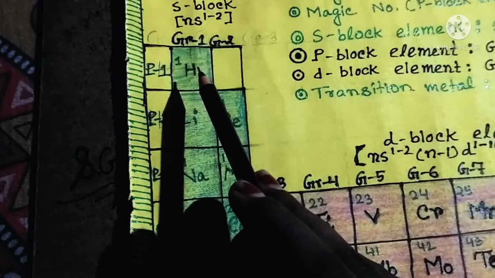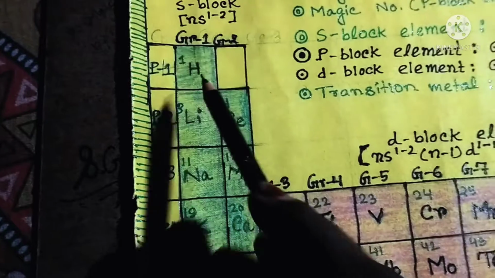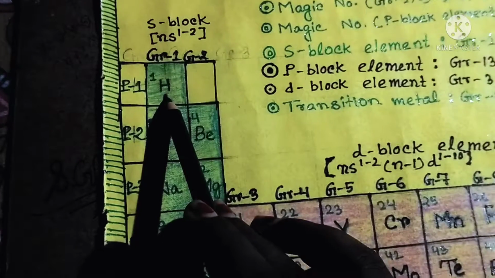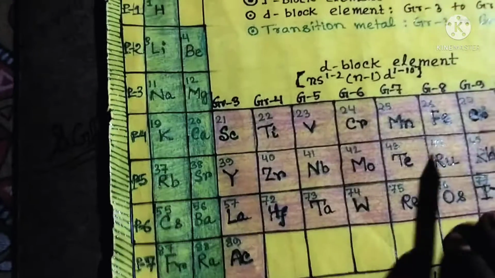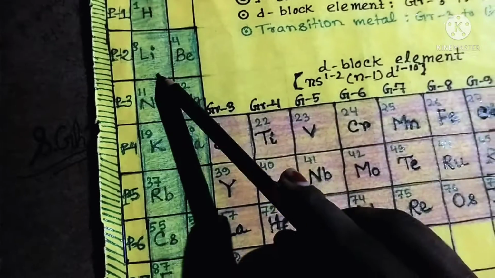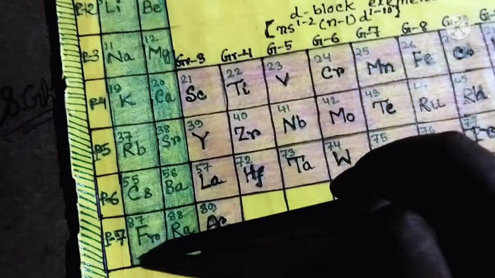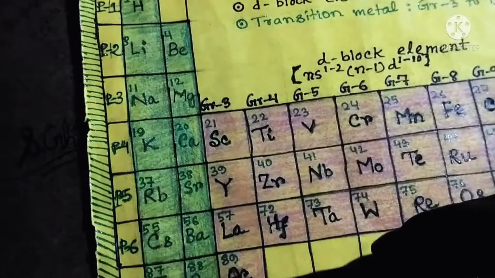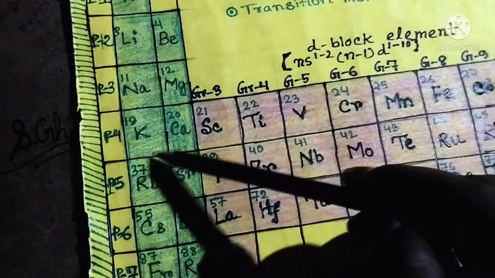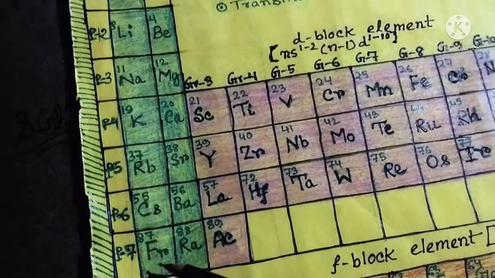At first we shall fill group 1 elements. Now first one is hydrogen. Now fill group 1 elements: lithium, sodium, potassium, rubidium, cesium, francium.